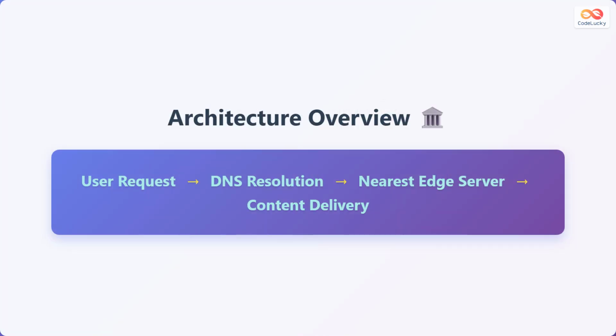Let's take a look at the architecture of a content delivery network. It starts with a user request, which is then followed by a domain name system, or DNS resolution. This process directs the user to the nearest edge server, which then delivers the requested content.